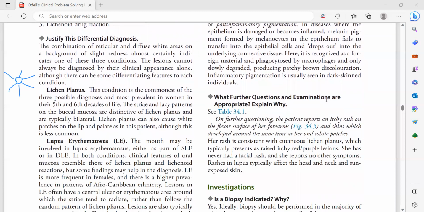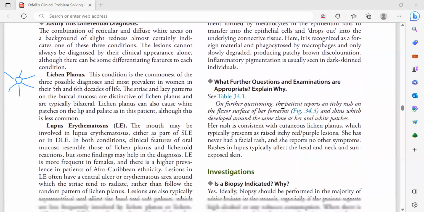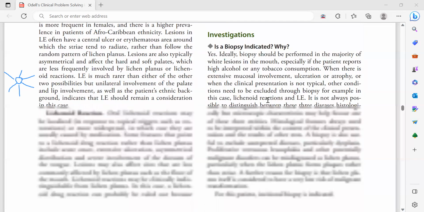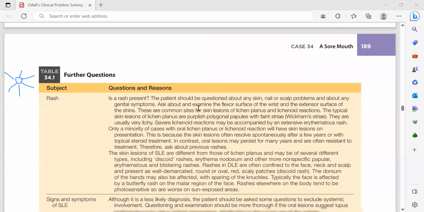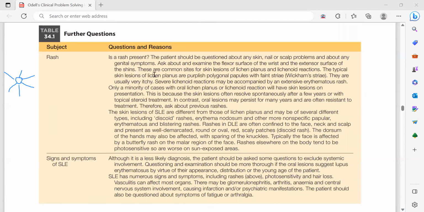What further questions and examination are appropriate, and explain why? Okay, so they told that you need to ask these questions to the patient. You need to ask if there is any rash, because lichen planus does affect skin, nail, hair, or scalp, and about any genital symptoms. So you need to inquire about that.